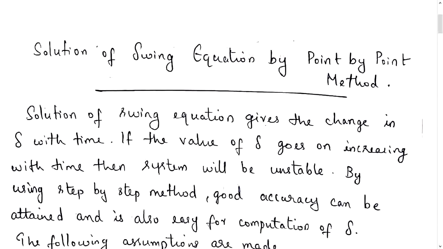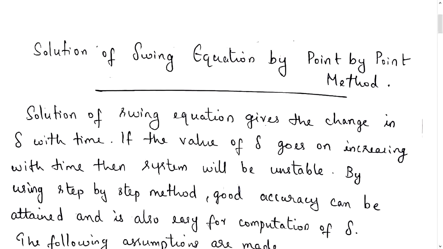So the swing equation is a second order differential equation. To solve this differential equation, we have to apply a numerical method. If we solve the swing equation, we will get the values of delta, that is, how delta changes with time. If we plot a graph, we can see how the value of delta changes with time.